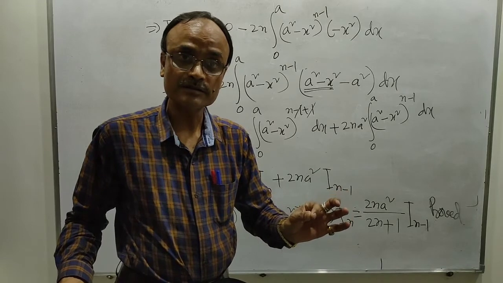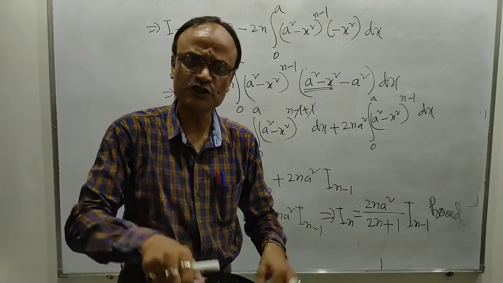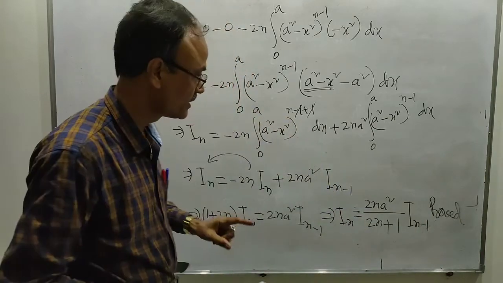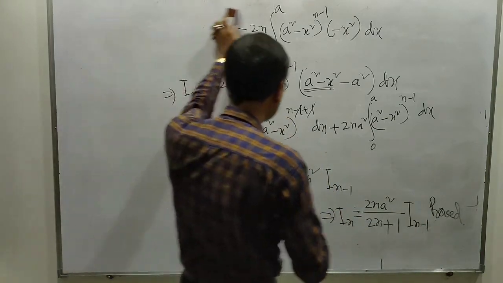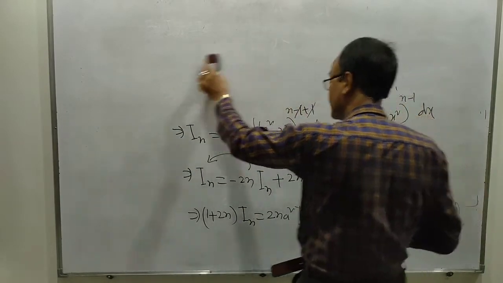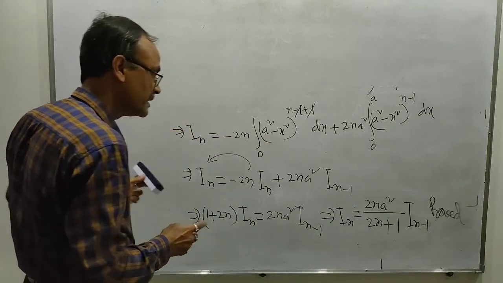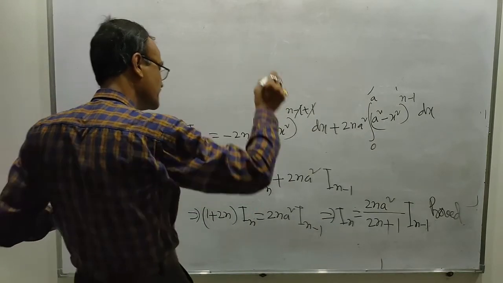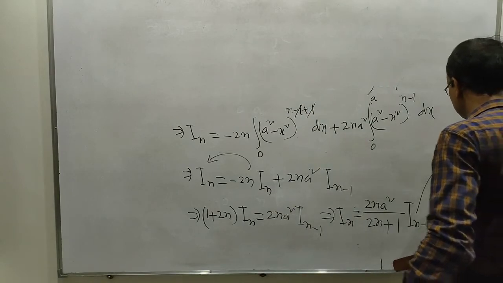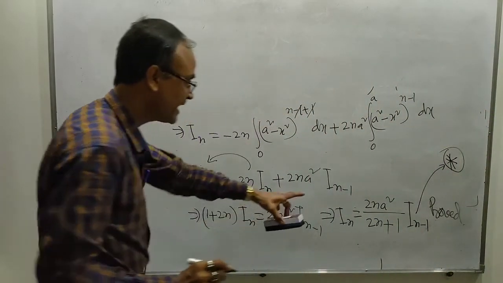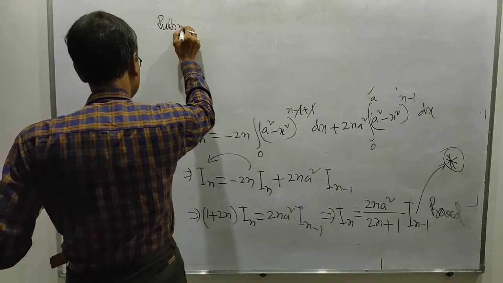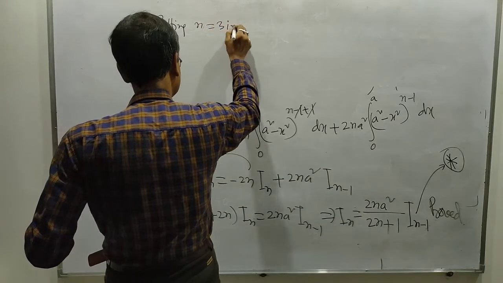What is the second part? We are to find the value of integration 0 to a of (a square minus x square) whole cube. Suppose this is again given as a number star. Suppose putting n is equal to 3 in star.